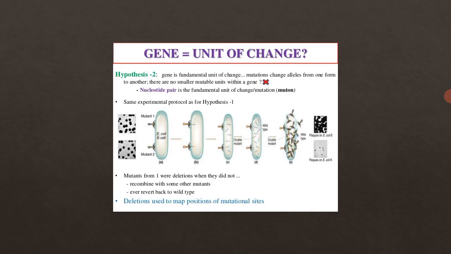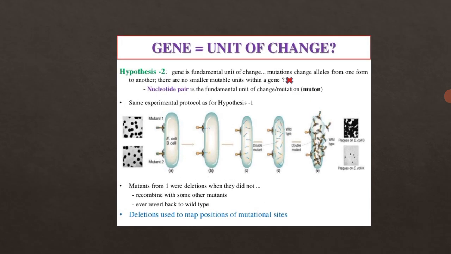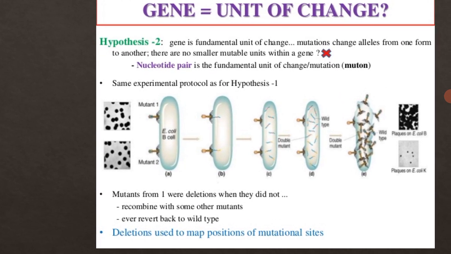Then after this, there is a second hypothesis: is the gene the unit of change or not, okay, or is the nucleotide pair the fundamental unit of change or mutation. So the same experimental protocol as for hypothesis 1, you can see the same protocol, right? The same procedure that we studied for Benzer's experiment is present here, okay.